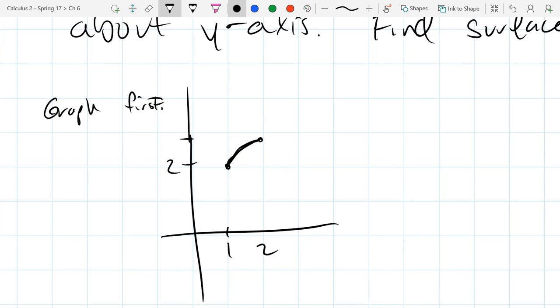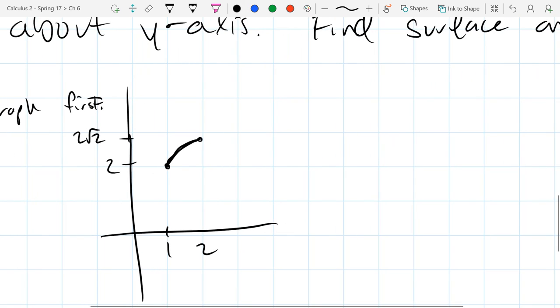Now, where exactly is 2 square root 2? Above 2. It's probably a little higher up than that, but I'm not too concerned about exactly where I have it written. Remember, you don't have to have your graph super accurate, but you do need to have your starting and ending values pretty accurate.